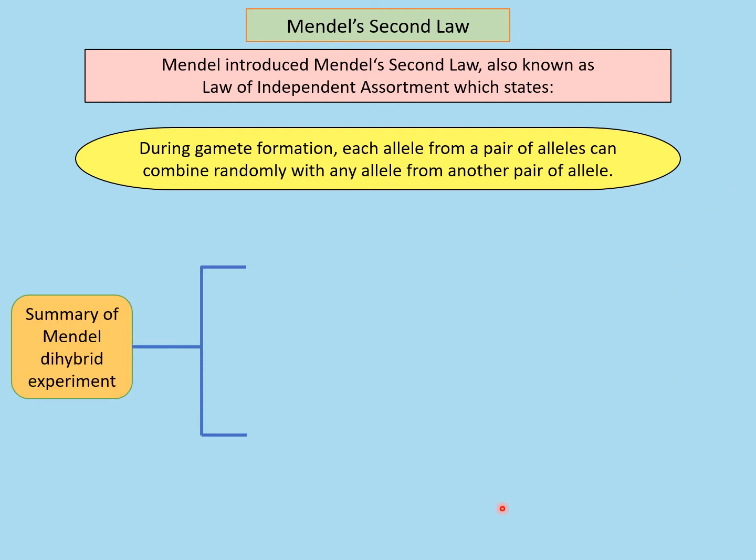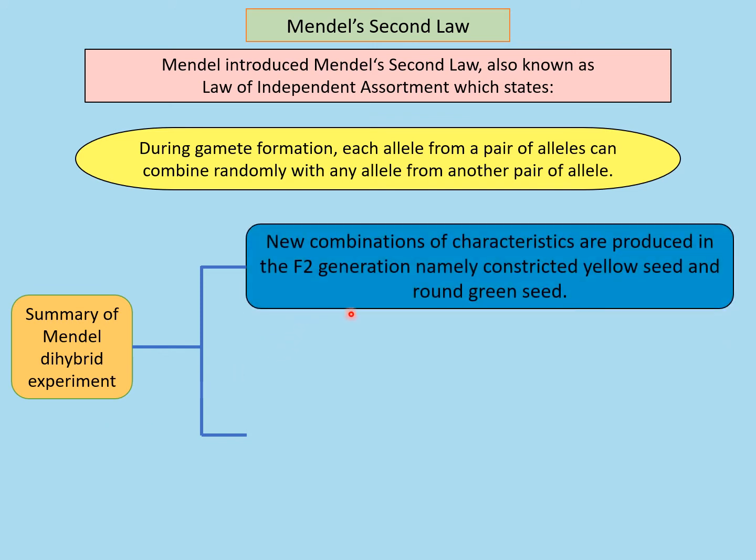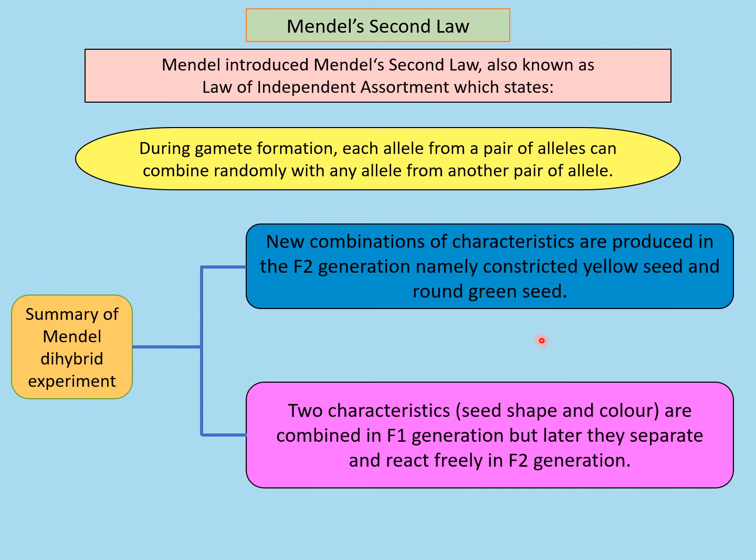Okay, this is the summary of Mendel's dihybrid experiments. New combinations of characteristics are produced in the filial 2 generation, namely constricted yellow seed and round green seed. Constricted is the recessive trait and yellow seed is the dominant trait, and round is the dominant trait and green seed is the recessive trait. So these are the new combinations in the filial 2 generation.